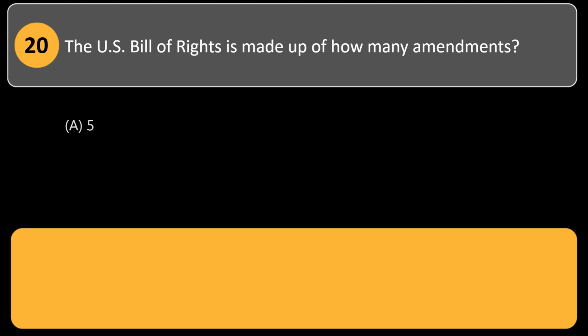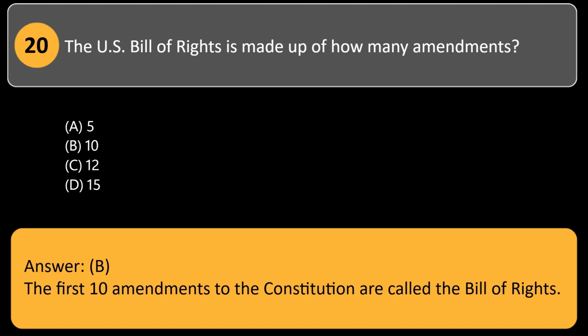The U.S. Bill of Rights is made up of how many amendments? A. 5. B. 10. C. 12. D. 15. Answer, B. The first 10 amendments to the Constitution are called the Bill of Rights.